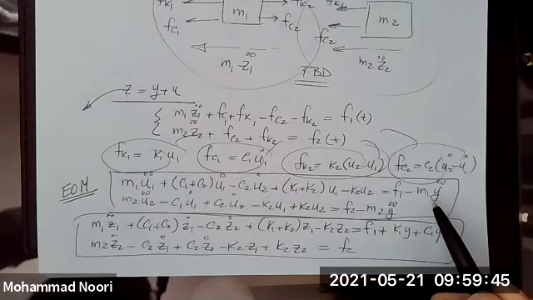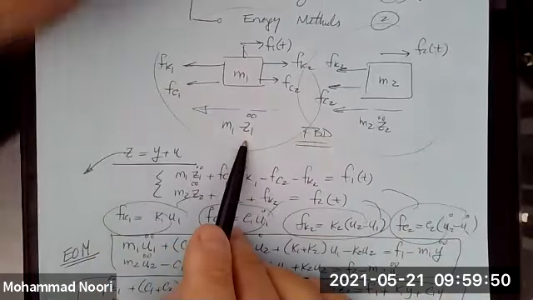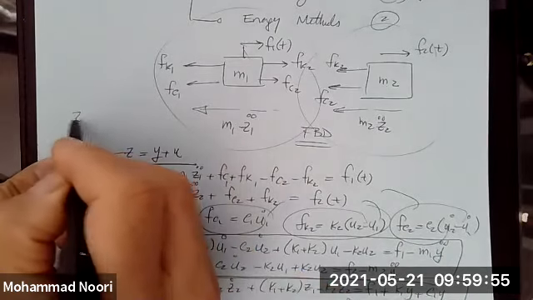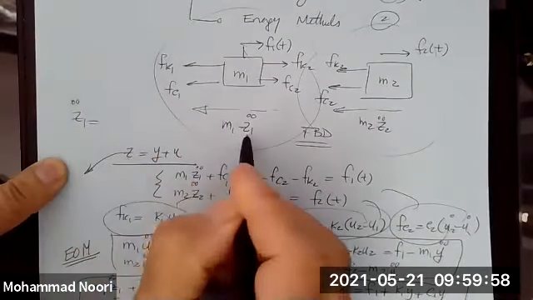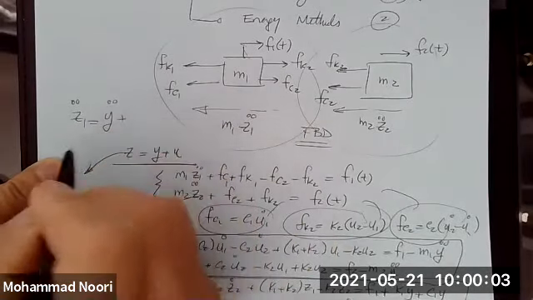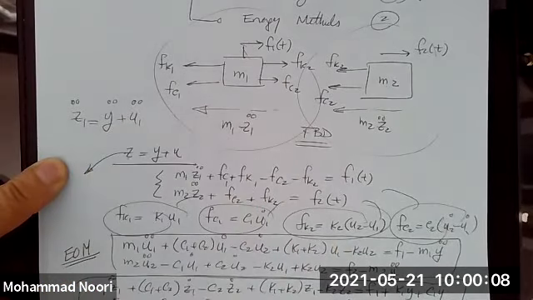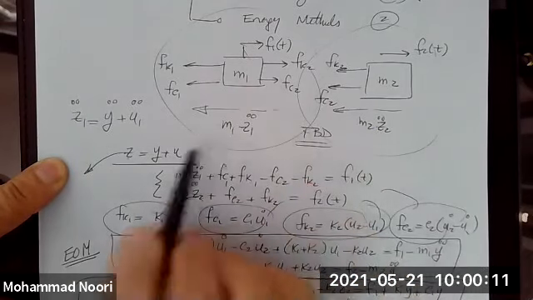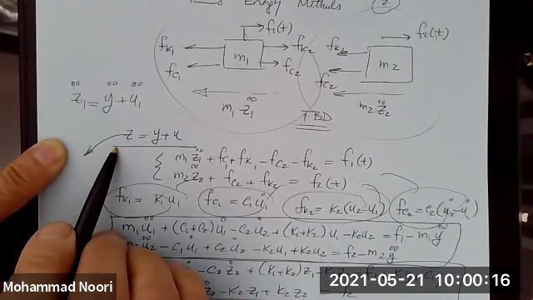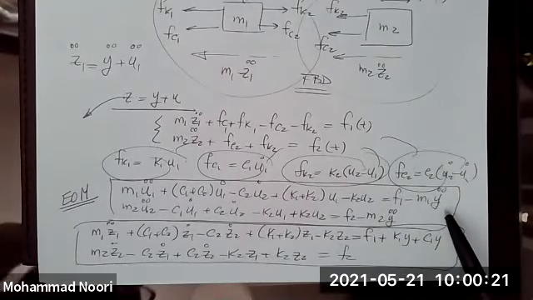Well, if you simply write this, what do you have here? You have M1 Z1 double dot. So Z1 double dot from here is Y double dot plus U1 double dot. And same thing for Z2. So if you substitute for Z1 and Z2, you end up with this. I skipped that step, but that's where this comes from.